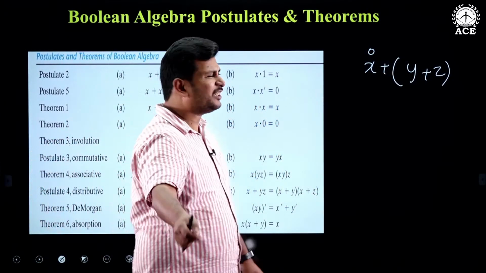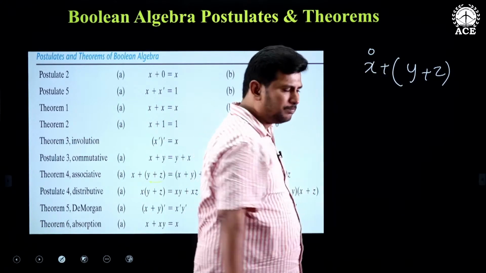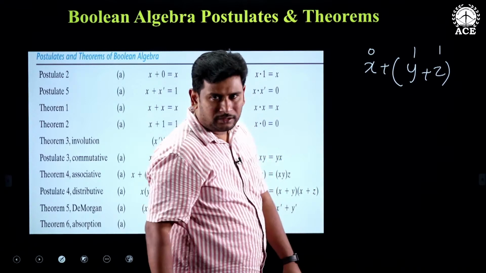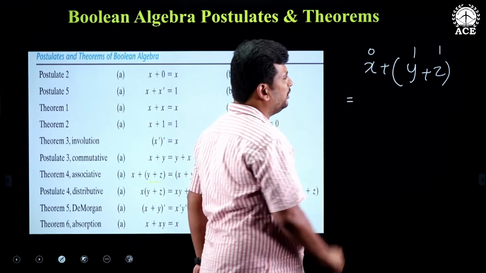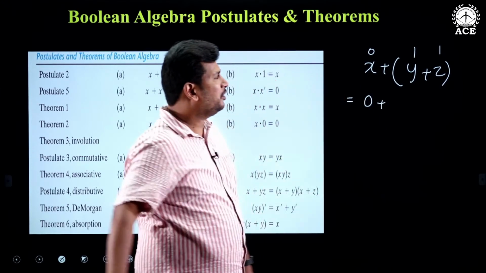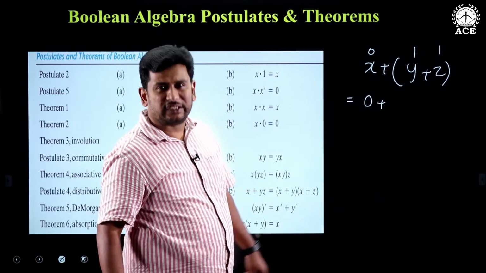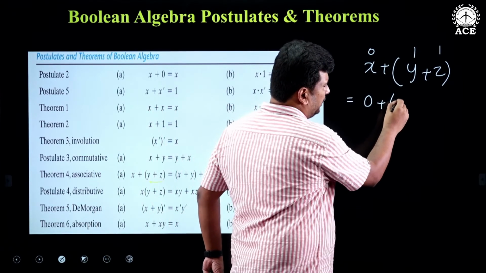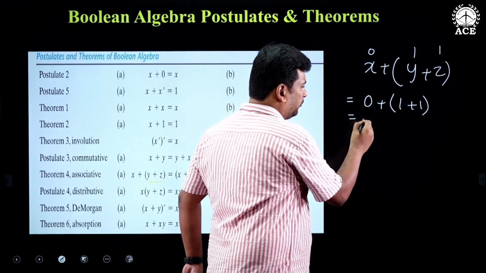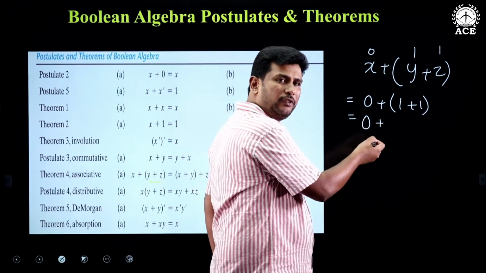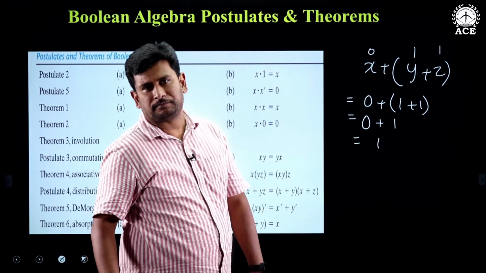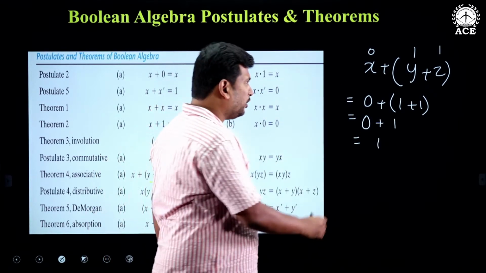So let's take this simple example. x is 0, y is 1, z is 1. Now, first we apply this: x OR with, that is 0, OR with, in brackets, y OR with z. What is your y? y equal to 1, OR with 1. And we know from your OR truth table, 1 OR with 1 equal to 1. So this is clear, right?